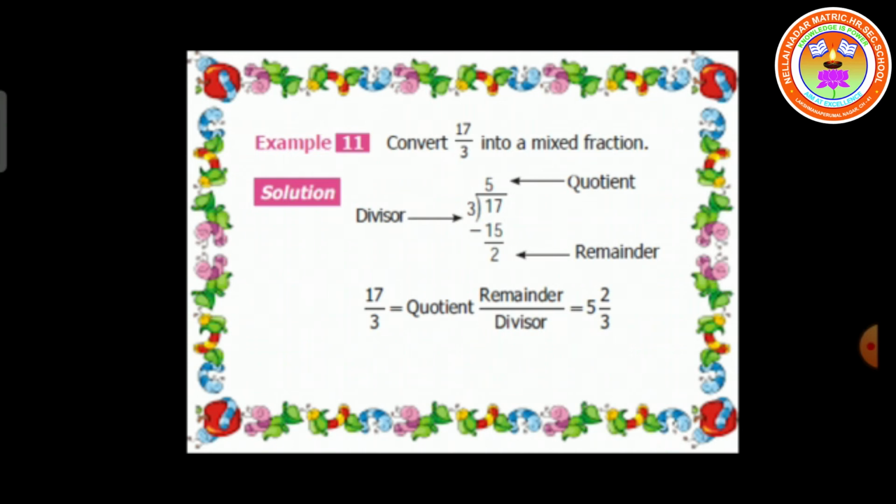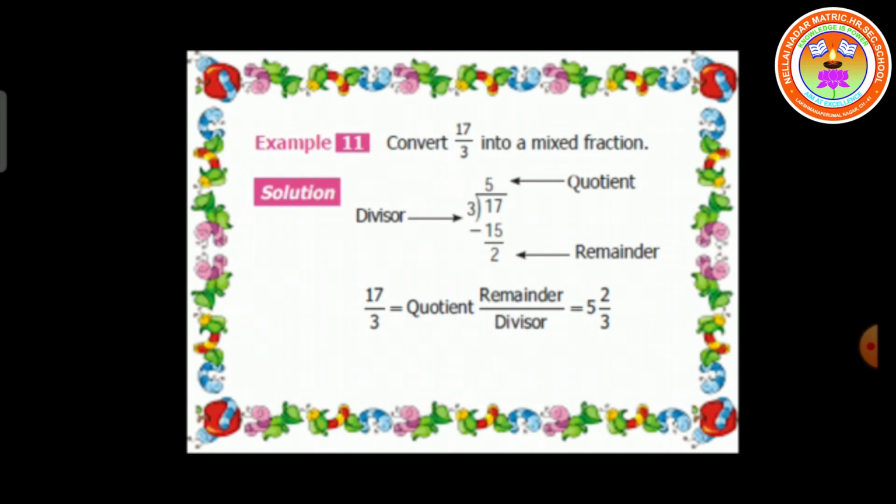Now the topmost thing is called the quotient, as you know. The remaining thing is called the remainder, and then the divisor. The formula to convert improper to mixed is quotient remainder by divisor. So what's your quotient here? 5, and the remainder is 2 and the divisor is 3. So you can say 5 2 by 3. These two formulas are very important.